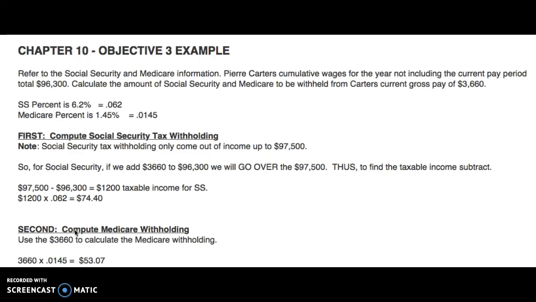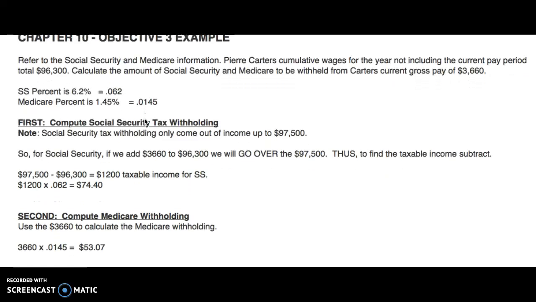$3,660. Now, the first thing that you just want to note is for the purpose of these assignments, your Social Security percent withholding will be 6.2%. So if you remember how to turn that into a decimal, you take 6.2, you divide it by 100, and that's why you end up here with 0.062. So turn it to a decimal. Also, your Medicare percent withholding is 1.45%. And if I divide that by 100, I move the decimal 1, 2 to the left, and I have 0.0145. And this is what I will be using when I compute my values.